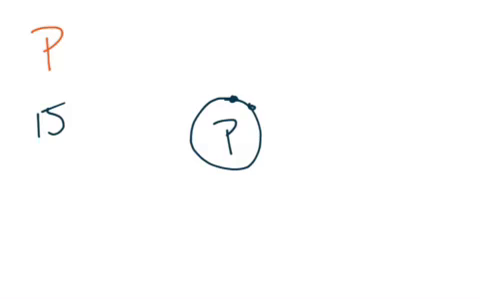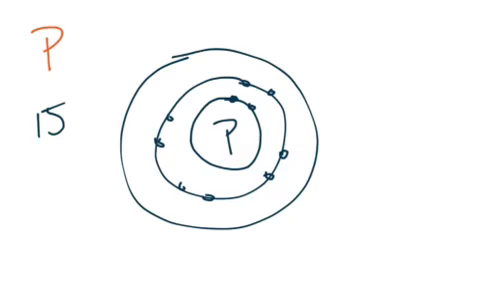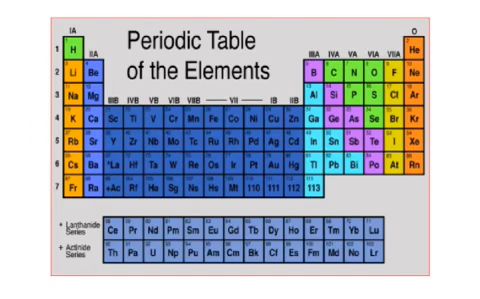So phosphorus needs to have 15 altogether, 2 on the first. We can fill up the second one with 8. So that's 10. So that means the third one can have 5.